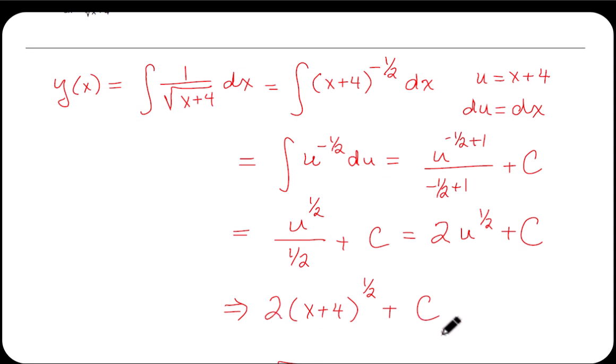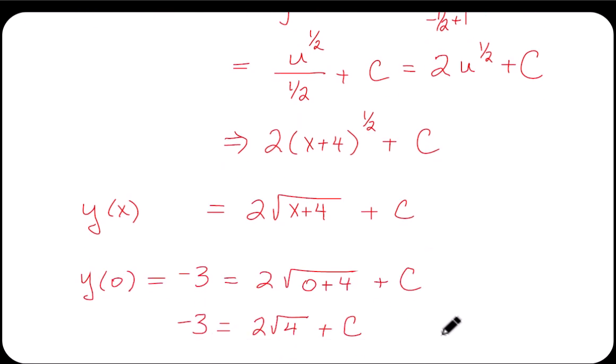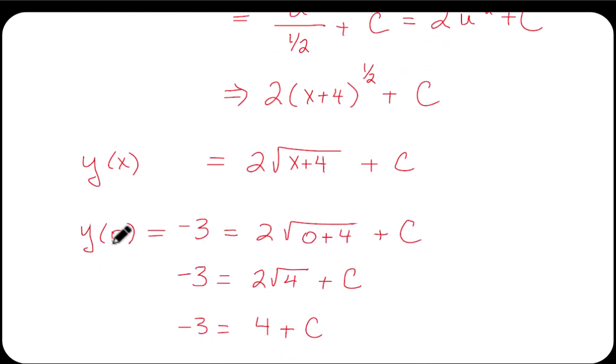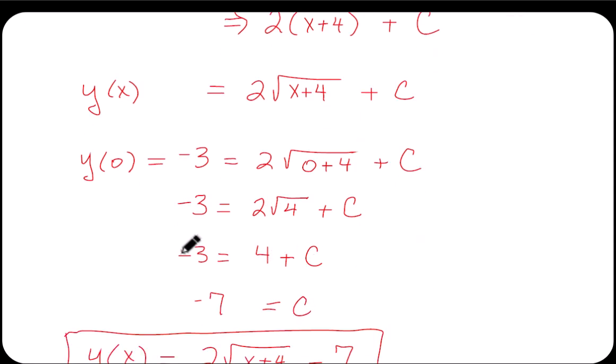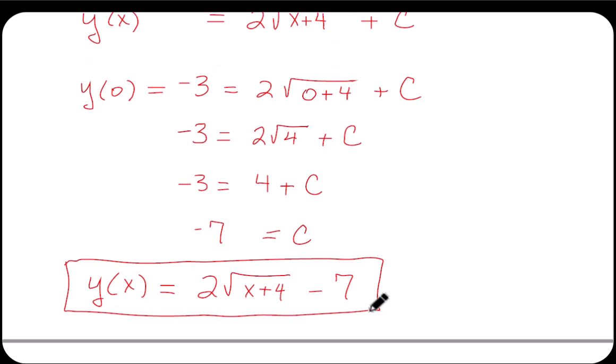I now need to use my initial condition, and the initial condition was y at 0 is minus 3. All right, so plug in x equals 0, square root of 0 plus 4, that's 4, square root of 4 is 2. 2 times 2 is 4, and so move the 4 over, and I get that c is minus 7. So, using what we found before, plugging in c is minus 7, we get our final answer.